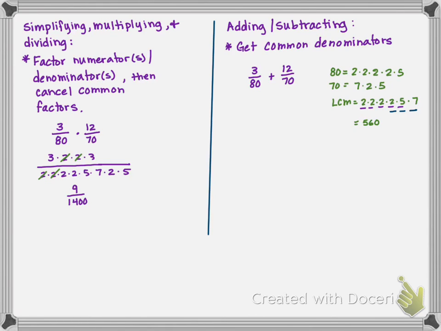So we have 3 over 80. And we're going to multiply by 7 over 7 to get 560. And then if I have 12 over 70, I'm going to multiply by 8 over 8 to get 560. And so we end up with 21 over 560. Whoa.